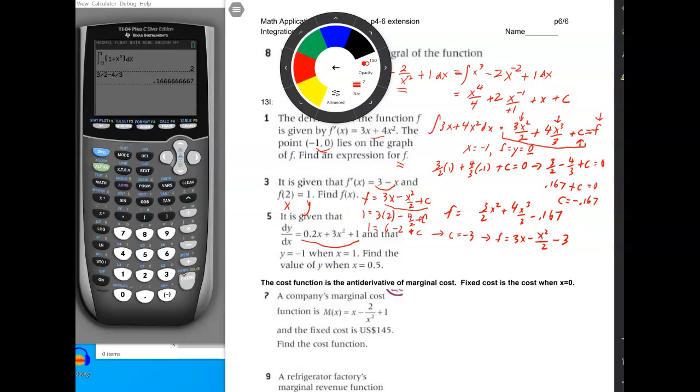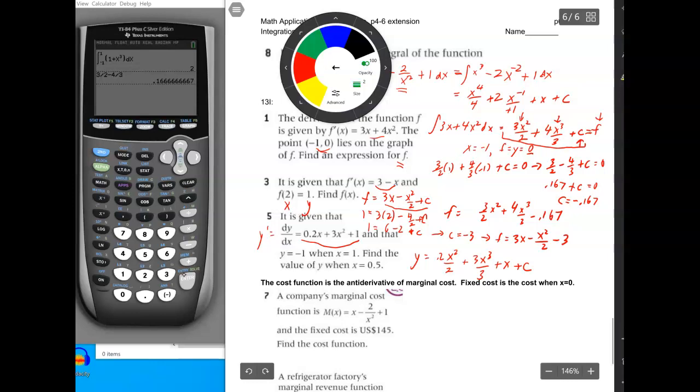Okay, so now they're asking us what y is when x equals 0.5. They never asked us what y function is, but we need to figure that out in this case. Even though they didn't ask us, if the derivative of y is that, we can easily figure out what the y function is just by doing the antiderivative, right? So 0.2x, the antiderivative would be 0.2x squared divided by 2. 3x squared, the antiderivative would be 3x cubed divided by 3. And the antiderivative of 1 would be 1x, or x. And of course, we would put plus c, right?